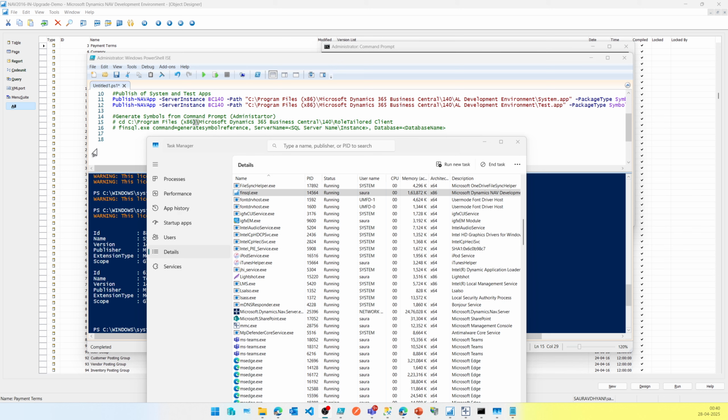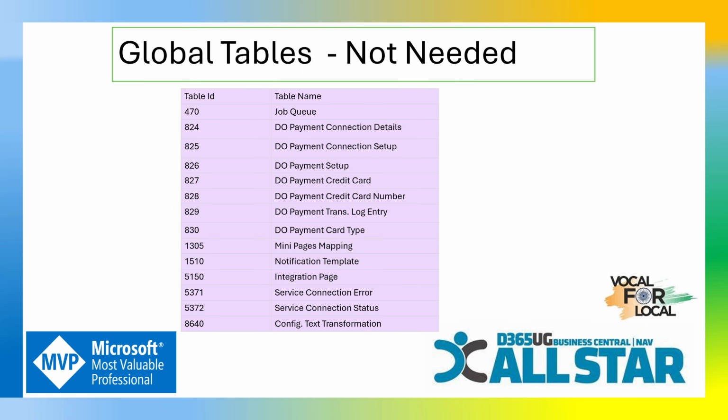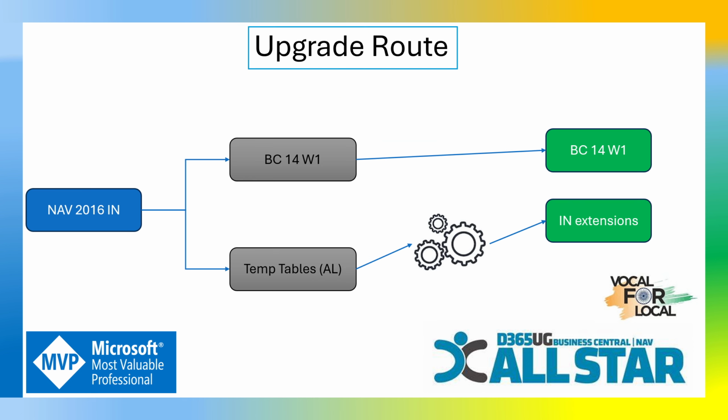Okay, so let me quickly explain how things will move forward. At this point, we have completed our upgrade till the Business Central 14 CAL version. So what we did, we came from 2016 IN, and then we brought it to Business Central 14 IN at this moment. Now what's going to happen once you are in Business Central 14 IN?